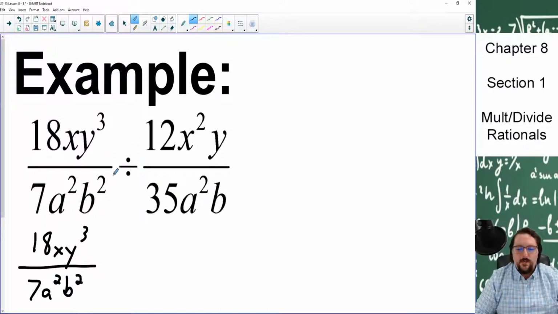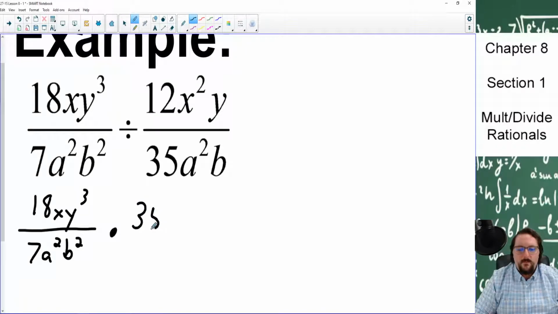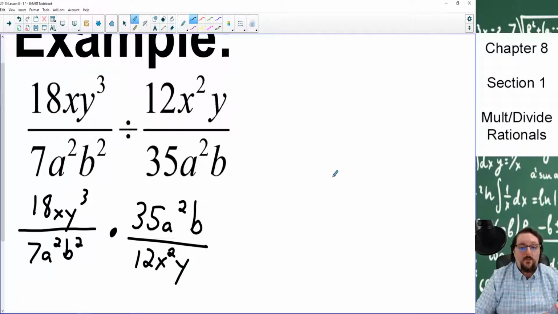We will change division to multiplication. We will flip the secondary part. So 35a squared b over 12x squared y. Now, since we've made it into multiplication, we can go back to doing the same thing we did before. We'll look for things to cancel, and then we'll multiply straight across. And now all of a sudden things cancel really nicely.